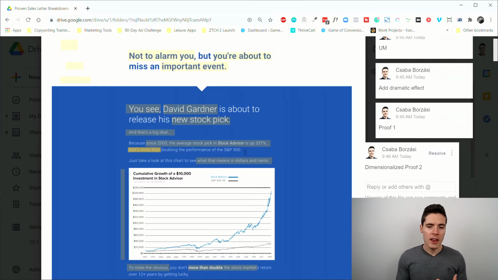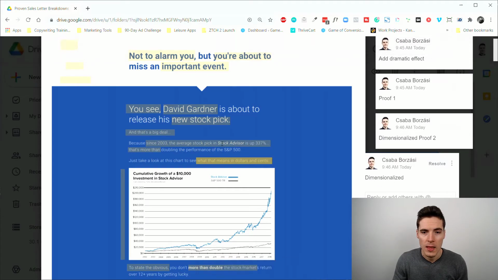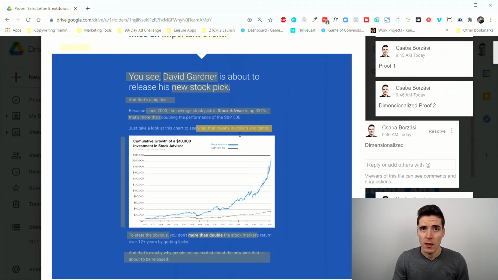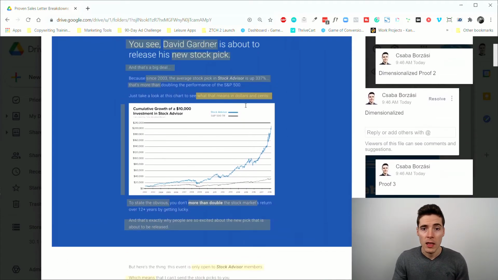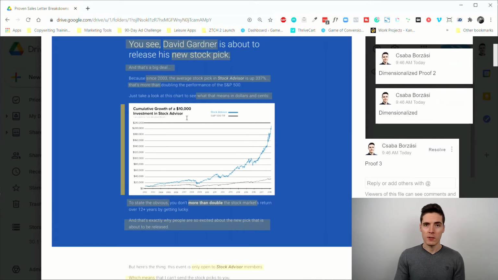Because, in itself, 337% doesn't mean much, but most people have heard about the S&P 500. They know that it's gone up in value, especially in the last few decades. And by doubling that, that they can grasp. It's more believable. We have another dimensionalized element here by saying, in dollars and cents, this is this much. And then we have a nice little graph here. Always, whenever you write copy for the financial market, you need to have tons of graphs.